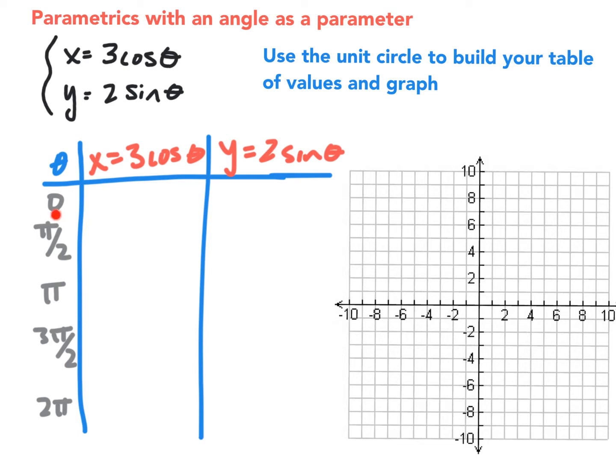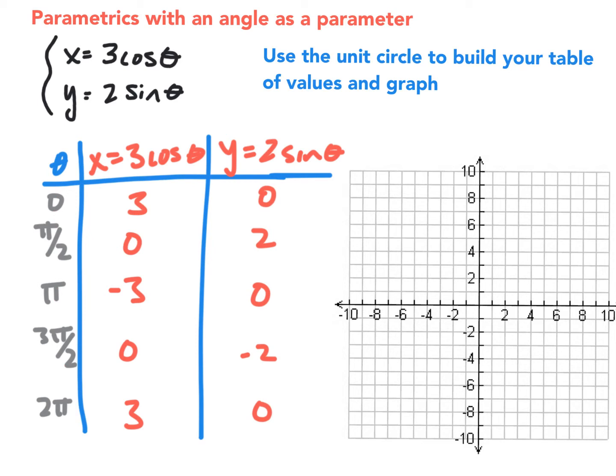Well, the cosine of 0 is 1, so 1 times 3 is 3. Then we're just going to go around. Cosine of pi over 2 is 0, so 0 times 3 is 0, and so on and so forth. We can do the same thing with sine. Sine of 0 is 0, so this would be 0, 2, 0, negative 2, 0.